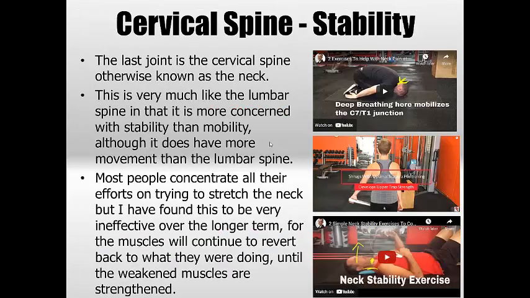So it really develops spasms and trigger points more than just muscle stiffness and shortened range of motion. The cervical spine is very much concerned with stability. It's very much like the lumbar spine, but it does have a lot more movement than the lumbar spine. So you really do still need to work on mobilizing as much as stabilizing. Most people concentrate all their efforts on trying to stretch it, but I've found that's usually very ineffective over the long term. It's usually the weakness in the muscles, especially under the chin, the hyoid muscles. They're usually very weakened. The levator scap and the scalenes and those ones are usually over-facilitated and working too much, creating problems.